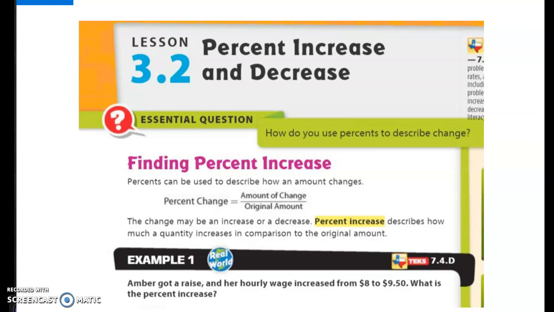So if we take a look at that example, we see that Amber is working at a job clearly. She started off by making $8, and she's going to go up to $9.50. What is her percent increase? We can do that, as I said, by taking the amount of change. And when I talk about the amount of change, what I'm talking about is what the difference is between what she started with and what she will end with, and let's come up with a percentage that actually stands for.